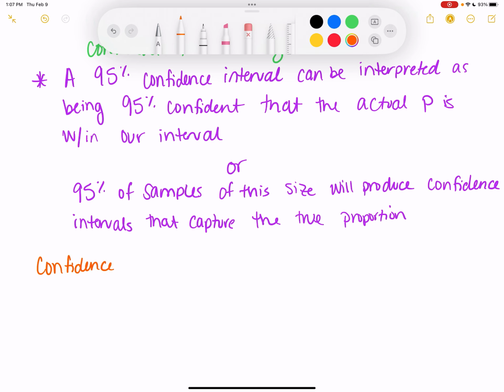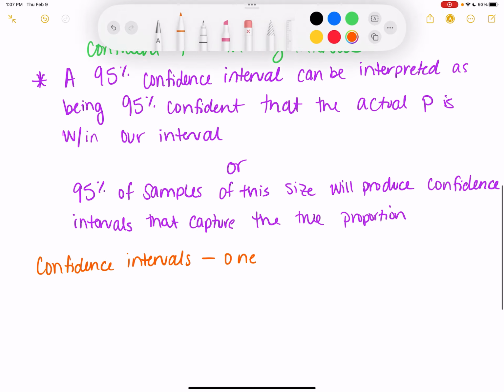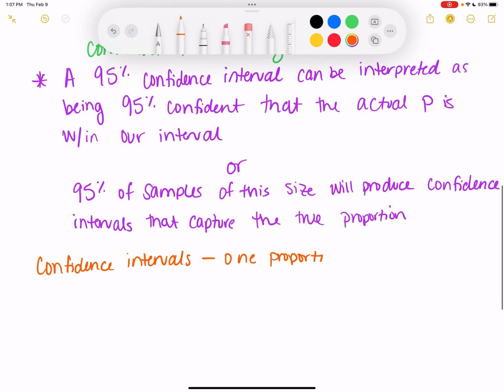Confidence intervals. One proportion Z interval. And on the calculator it'll say one prop Z interval.